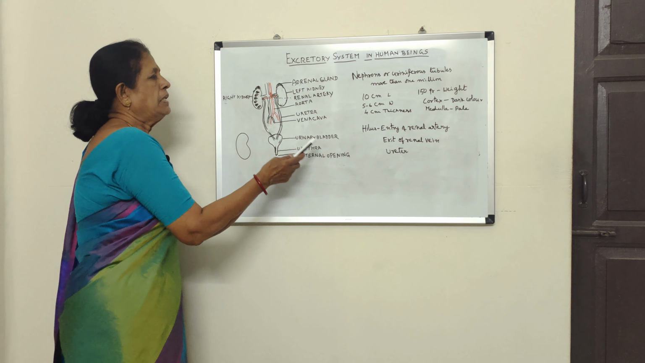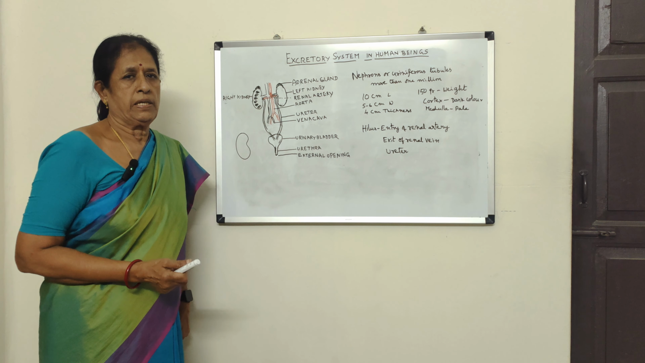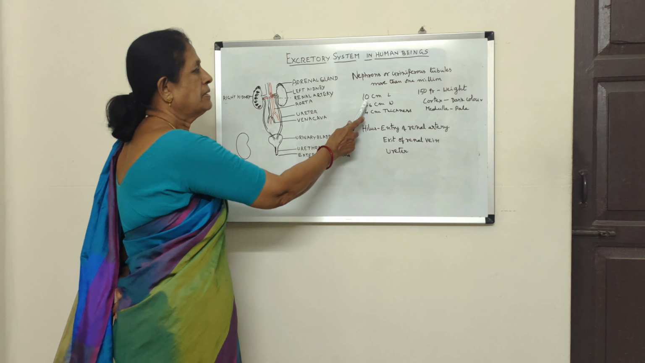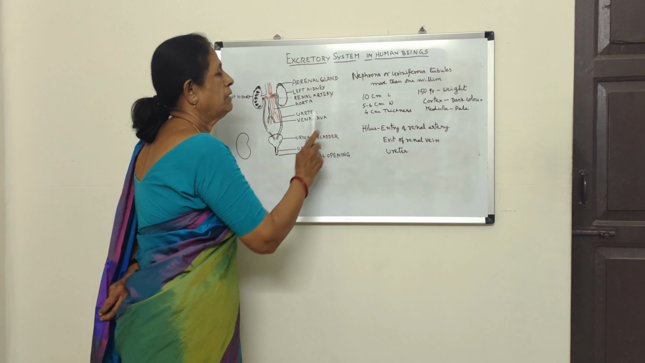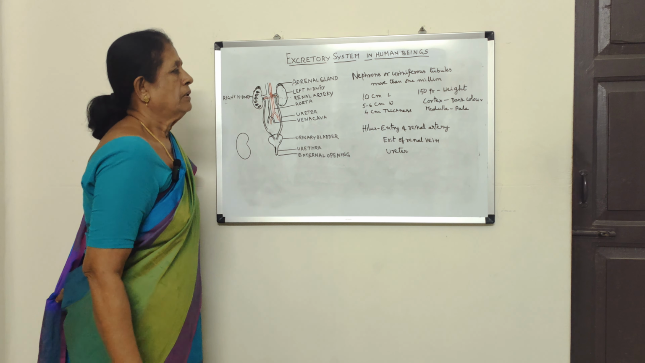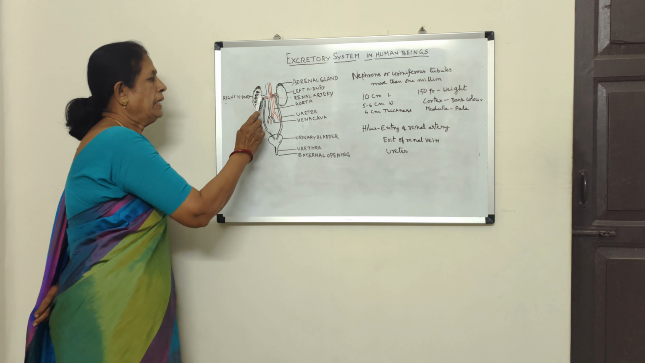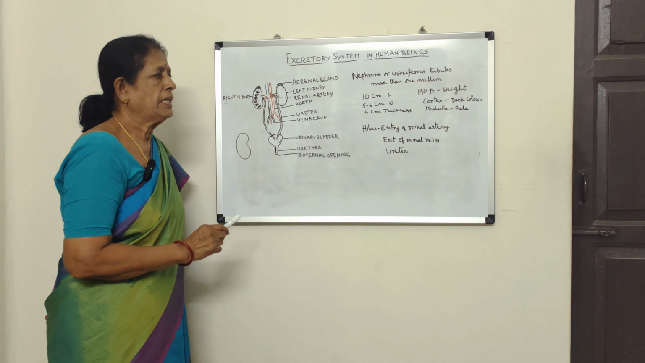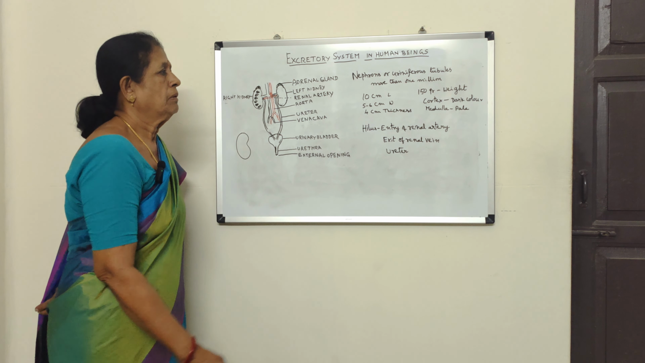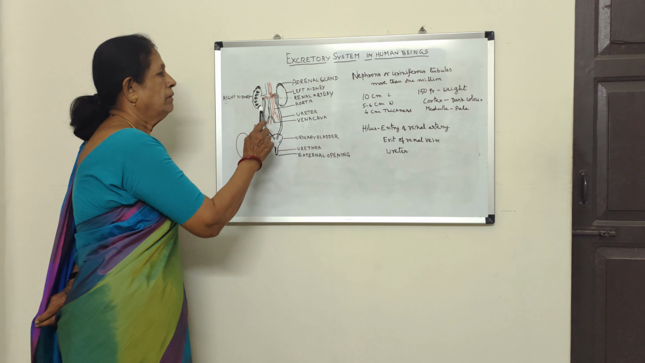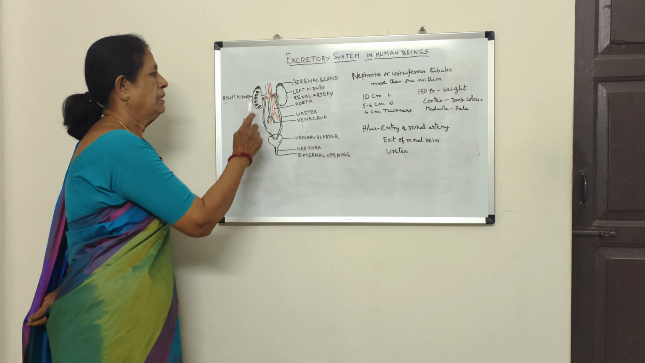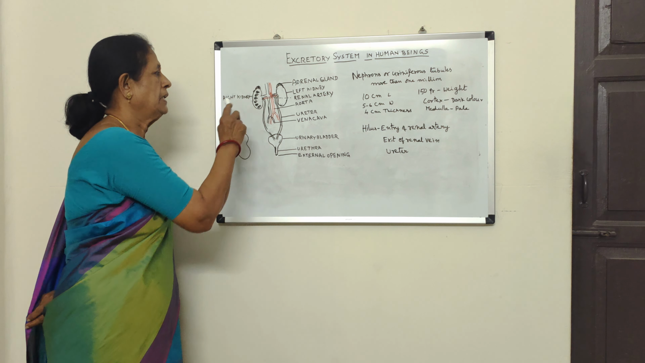These kidneys weigh approximately 150 grams, and their length is 10 centimeters, width is 5.5 to 6 centimeters, and thickness is 4 centimeters. In the kidney, the outer part is called the cortex and the inner part is called the medulla. The cortex is dark brown in color, and the medulla is lighter, pale in color. So this is the external structure of kidneys.